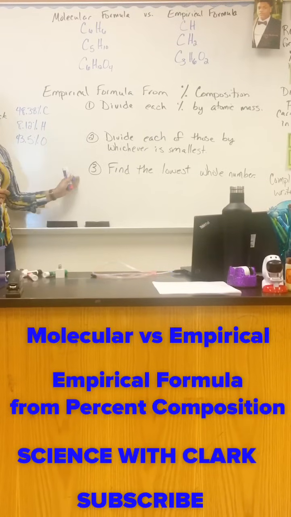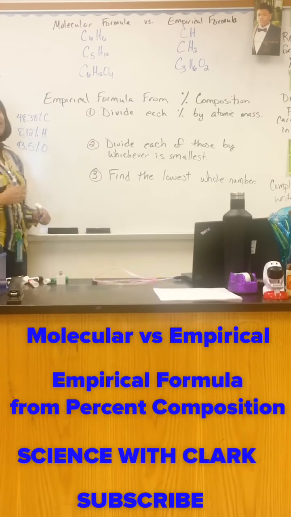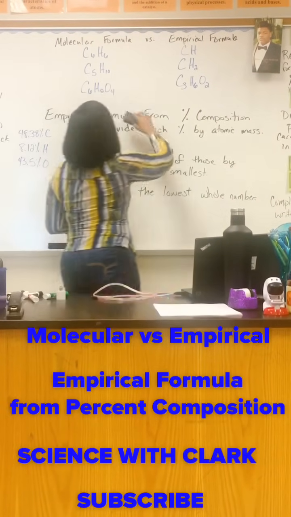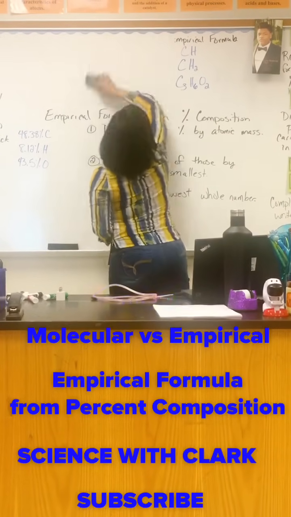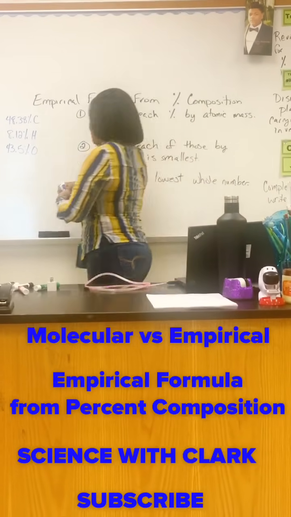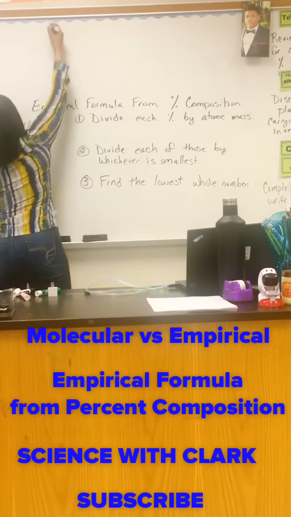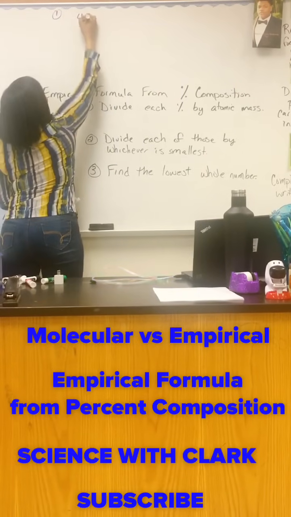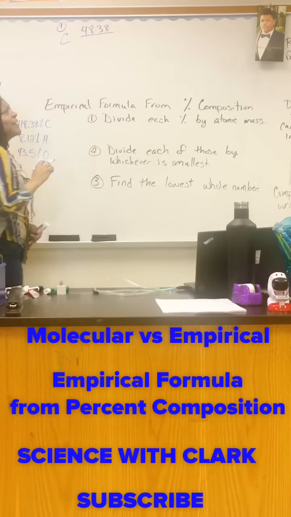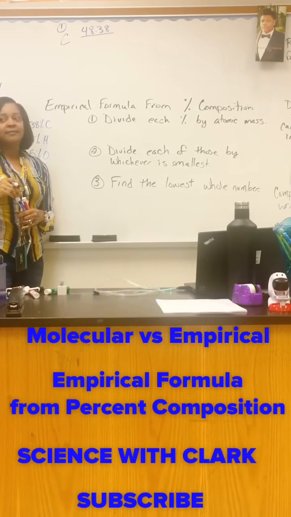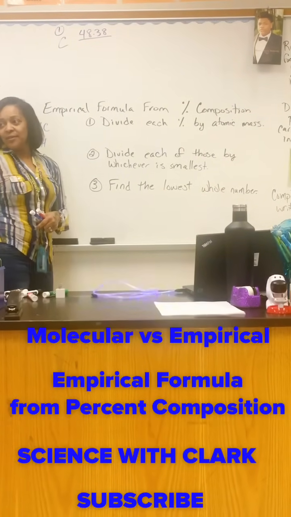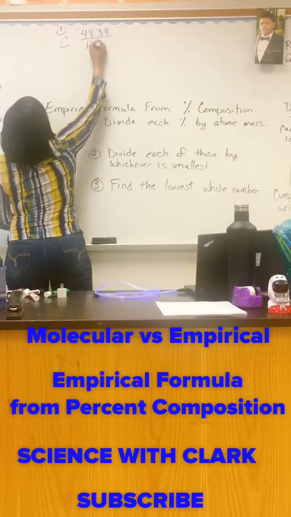Well, there are 3 steps to follow that will help you find the empirical formula for this compound. The first step says to divide each percent by the atomic mass, okay? So I'm going to come right back up here to this tall board and divide each one of these by the atomic mass. So, first step, 48.38 divided by, and this is for carbon, what is the atomic mass for carbon? 12.01. Very good. And I got that from the what? Periodic table, very good. So 12.01.